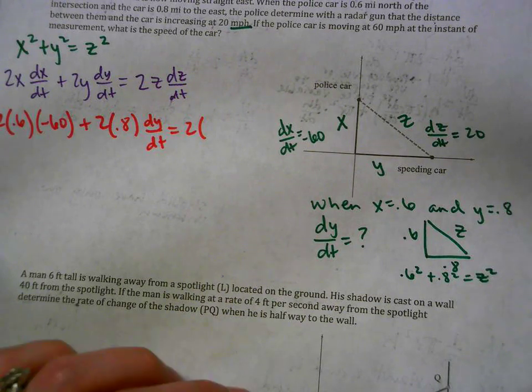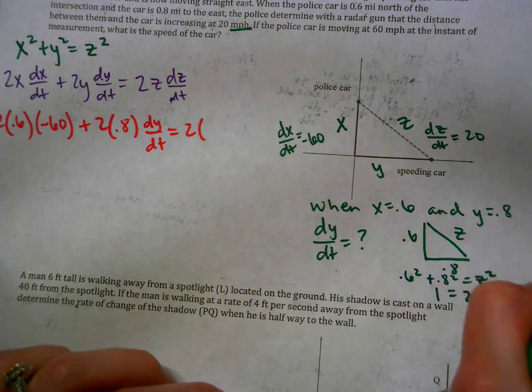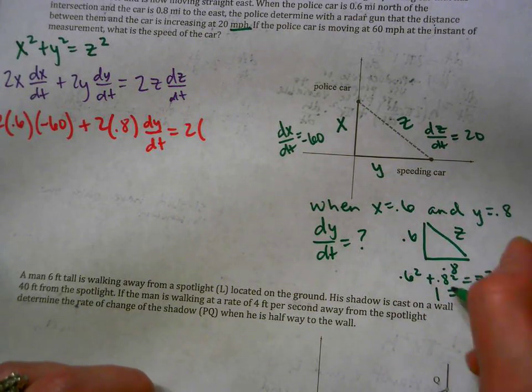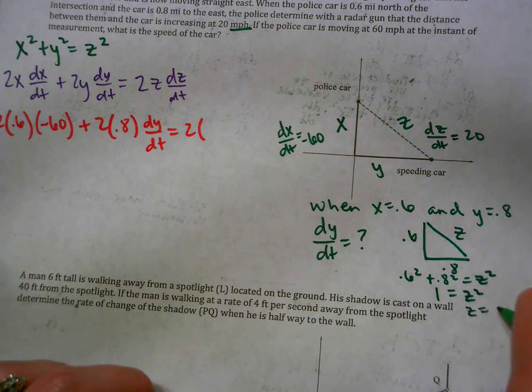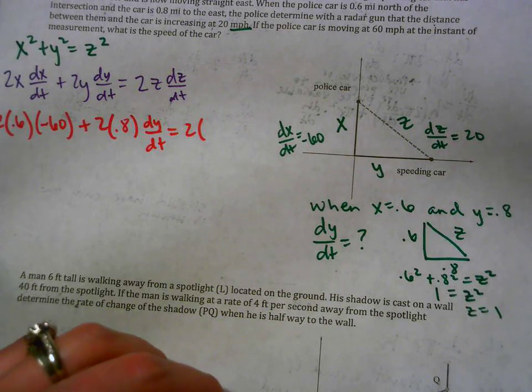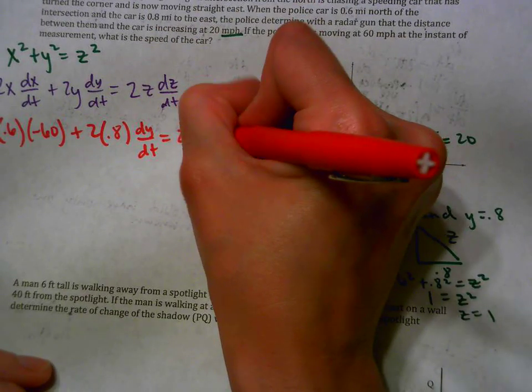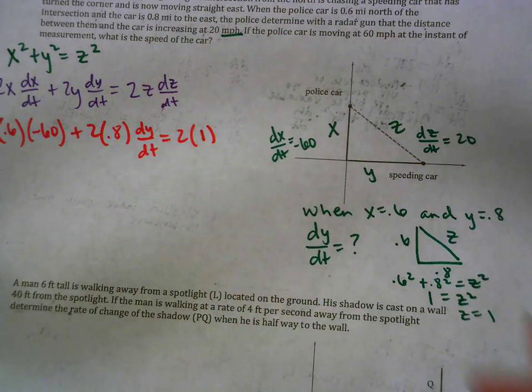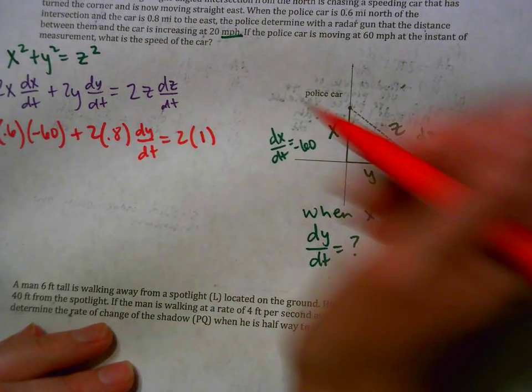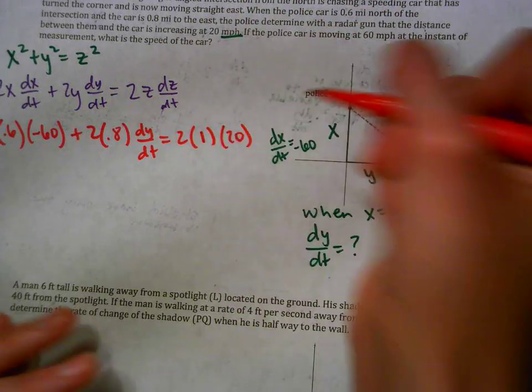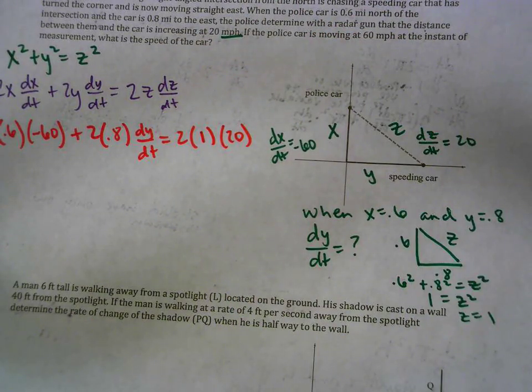I should have known that. That's 1 equals z squared. So then technically you square root each side, but if you square root it, it's still 1. So we know at this point in time, we want to use 1 for z, times dz dt, which we said is 20. Okay, now you just do your algebra and get dy dt.